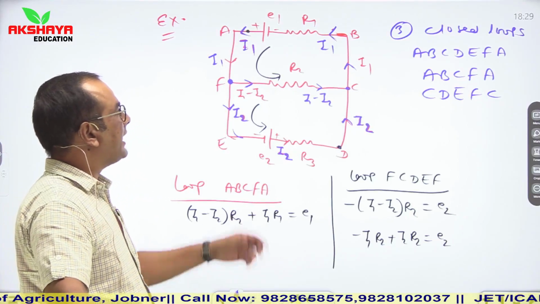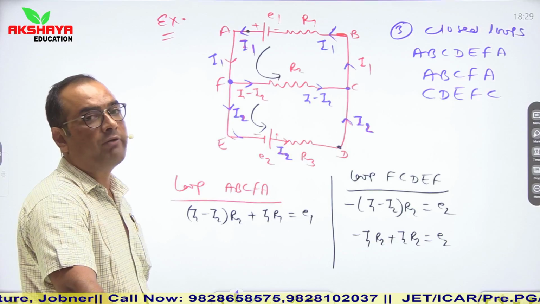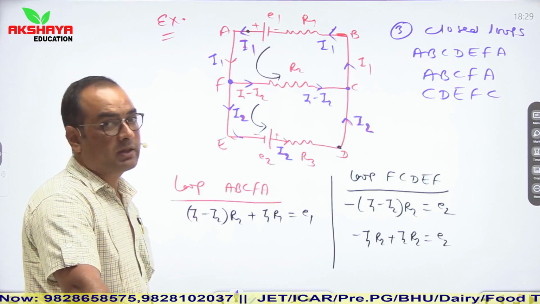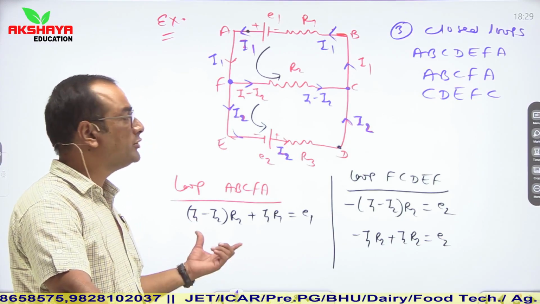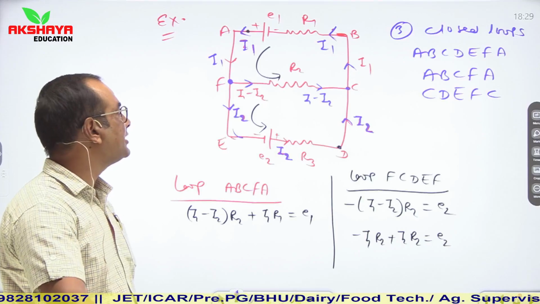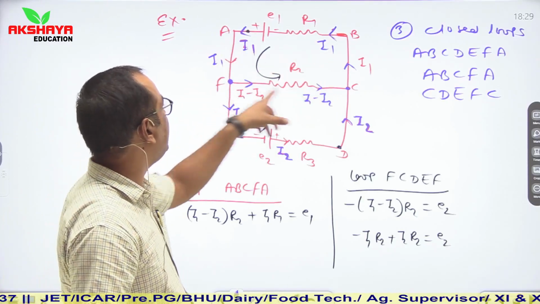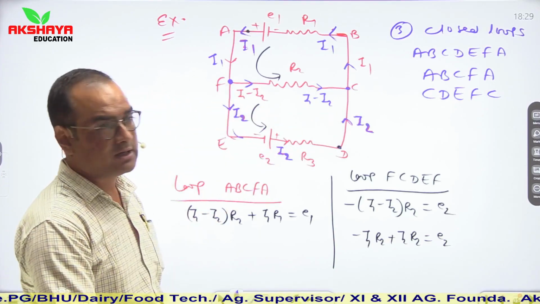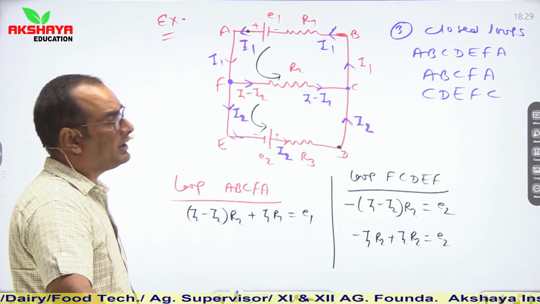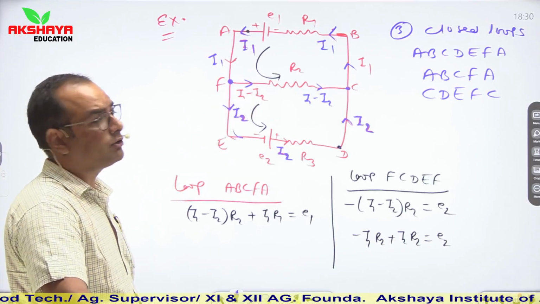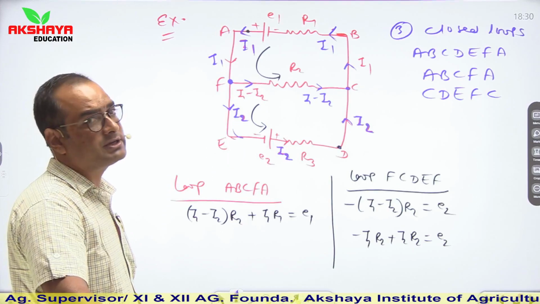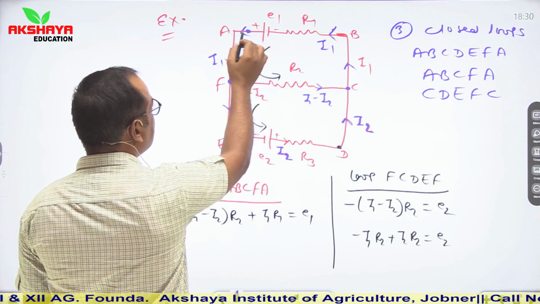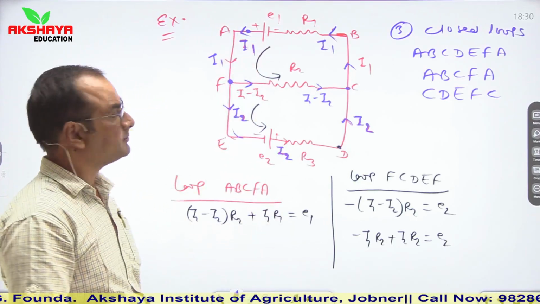Now we have to calculate the values of I1 and I2. To find the values of two unknown quantities, we require two equations. These two equations can be found by using any two loops. So I am considering here two loops: first one as A, B, C, F, A, and another one is F, C, D, E, F. We can move in any direction, clockwise or anti-clockwise. I have considered rotation in the anti-clockwise direction, and let us say I am going to start just after the cell of EMF E1.